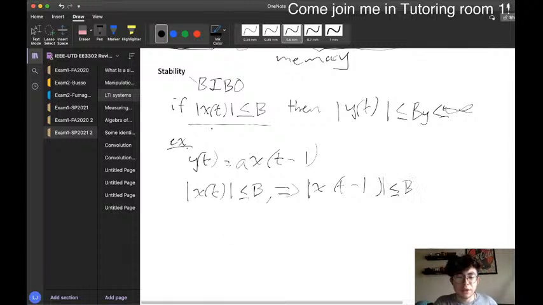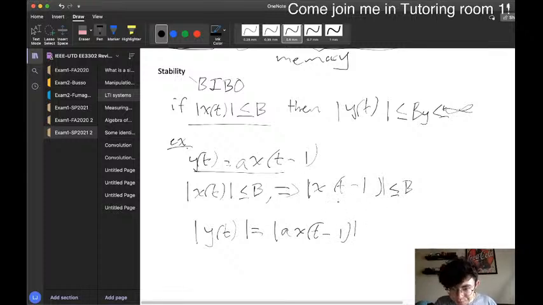Yeah, so this would imply that we would have our output y of t. If we take the absolute value of that, just to be precise, the absolute value of b times x of t minus 1, yeah, so this is the definition. We can take absolute values across both sides, and then if we apply this bound, let me take this a value out, and we get x of t minus 1. I'm getting a bit ahead of myself.